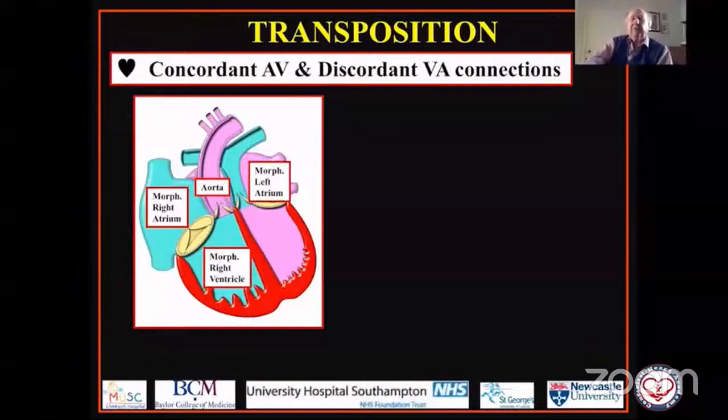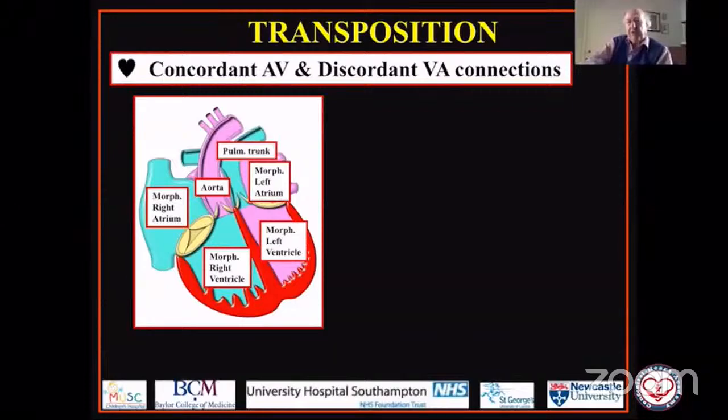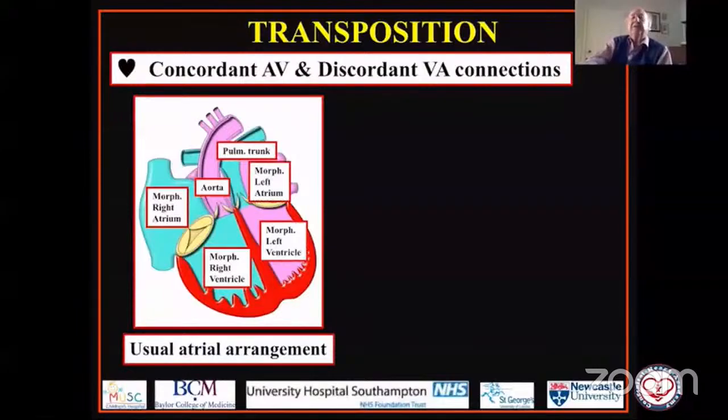So the morphologically left atrium receives the blood from the lungs, passes it into the left-sided morphologically left ventricle through a mitral valve, but then returns the blood to the lungs because of the discordant ventricular arterial connections. So to emphasize again, the circulations are in parallel rather than in series.